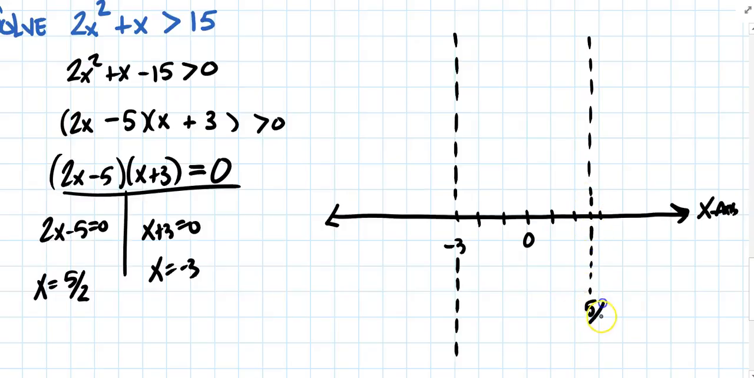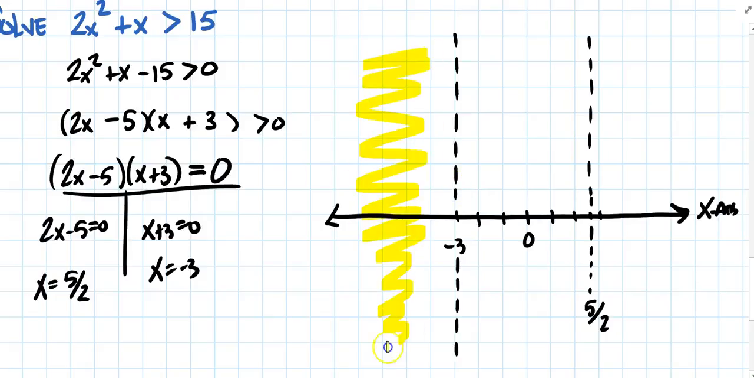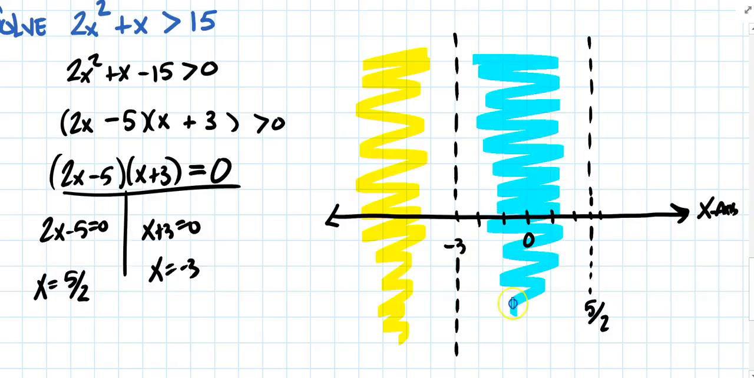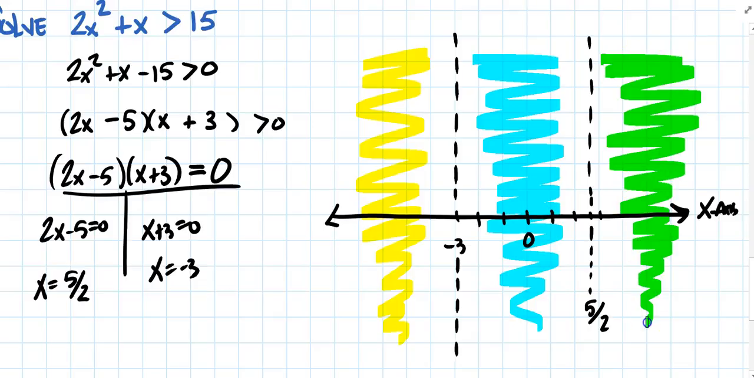So here is 5 halves, all right? So now what I have here is 3 different regions. I have this region to the left of this critical point. I have this region in the middle of these 2 critical points, right here, this blue region. And then I have this region over to the right of the other critical point, or my intercept, at 5 halves. So I have a yellow, a blue, and a green region.